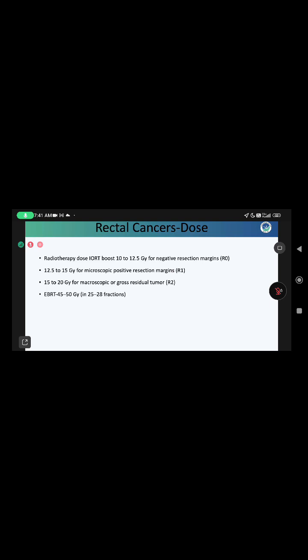So the dose of IORT boost ranges between 10 to 20 gray. In the setting of negative margins, we usually give 10 to 12.5 gray. In R1 resection, it is 12.5 to 15 gray. With R2 resection, it is 15 to 20 gray. Prior to this, we would have given external beam radiation of 45 to 50 gray, followed by this boost.